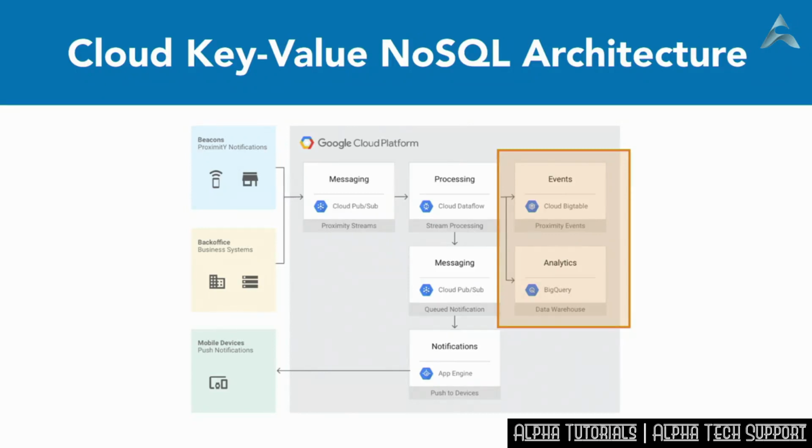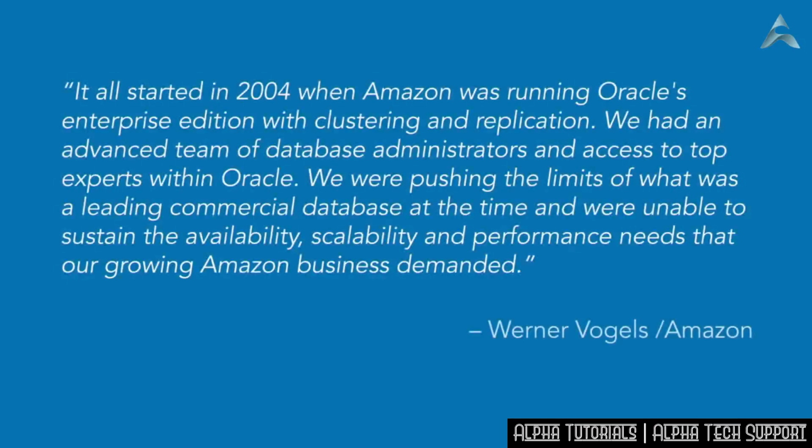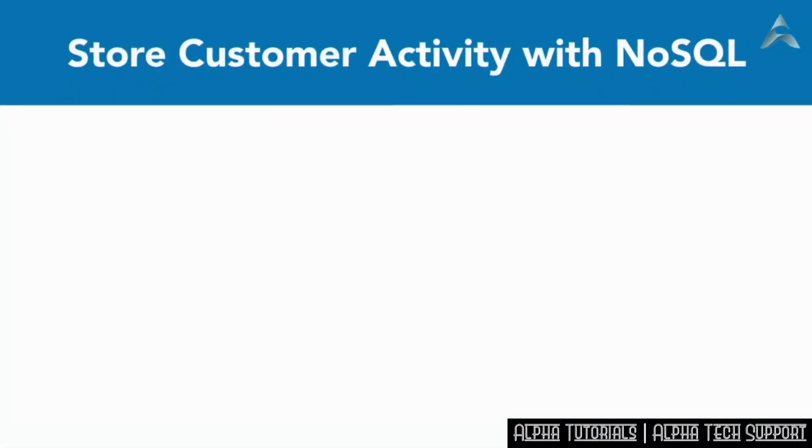We'll start a discussion of document NoSQL databases with a quote from Werner Vogels, the CTO of Amazon. He said, "It all started in 2004 when Amazon was running Oracle's Enterprise Edition with clustering and replication. We had an advanced team of database administrators and access to top experts within Oracle. We were pushing the limits of what was a leading commercial database at the time, and were unable to sustain the availability, scalability, and performance needed that our growing Amazon business demanded." I think that quote is a very useful introduction to document NoSQL databases.